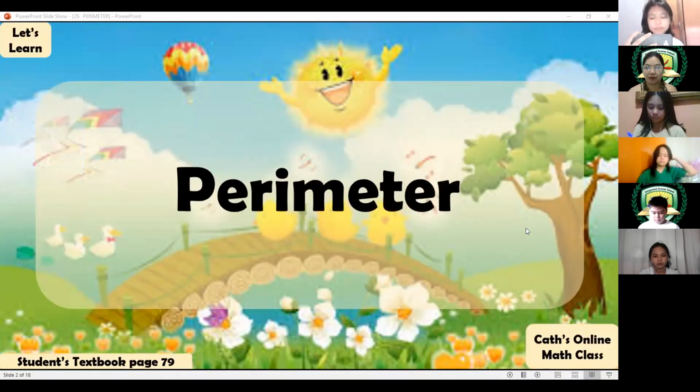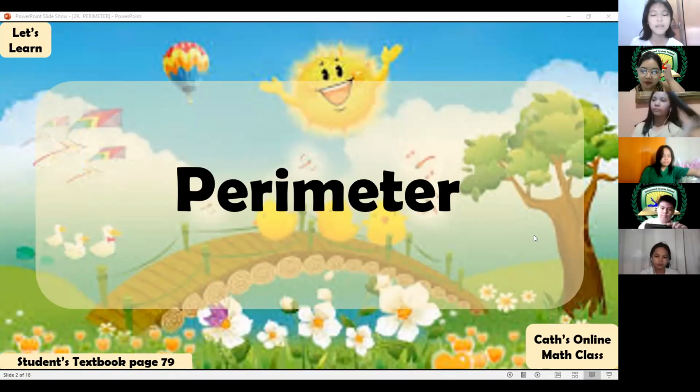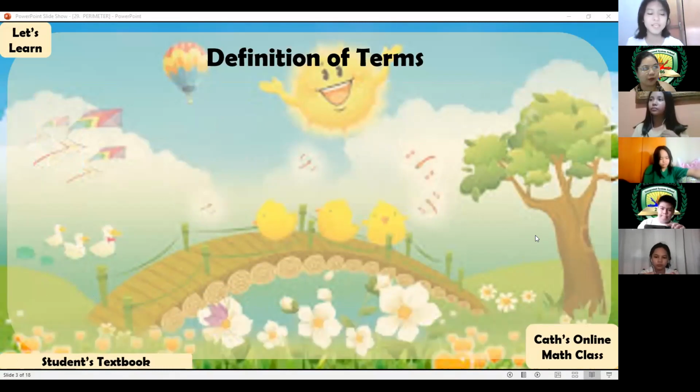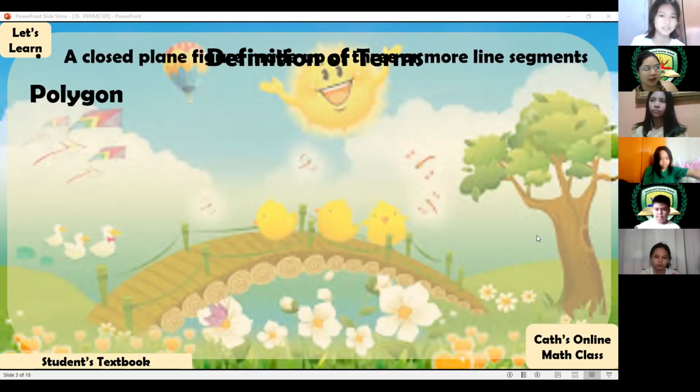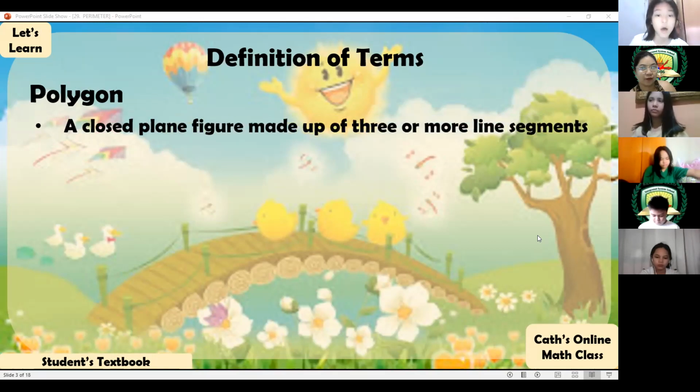We have perimeter. What do you mean by perimeter? Encounter nyo na ba to? Hindi pa. Hindi ko alam yun eh. So remember, a polygon is a closed figure made up of 3 or more line segments, diba?